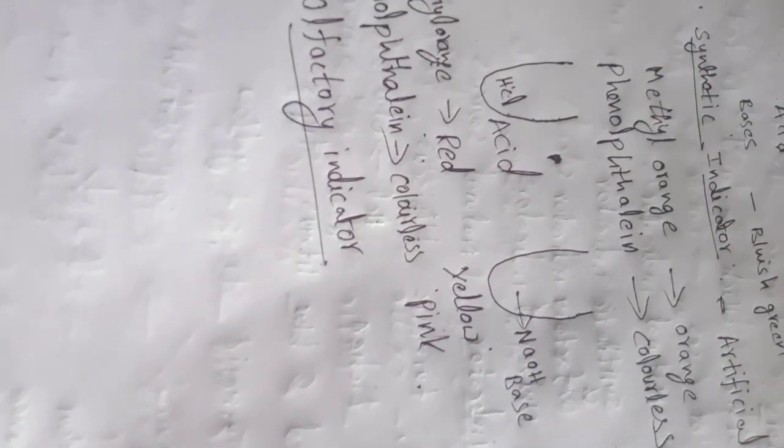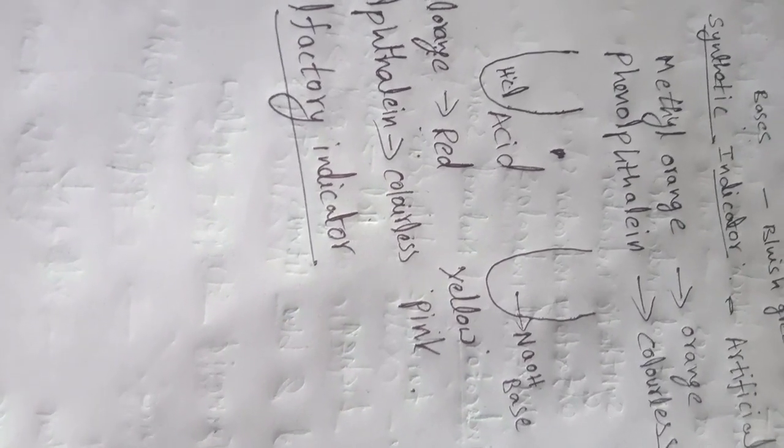Olfactory means smell. They will change their smell. Olfactory indicators are substances which change their smell with acids or bases.